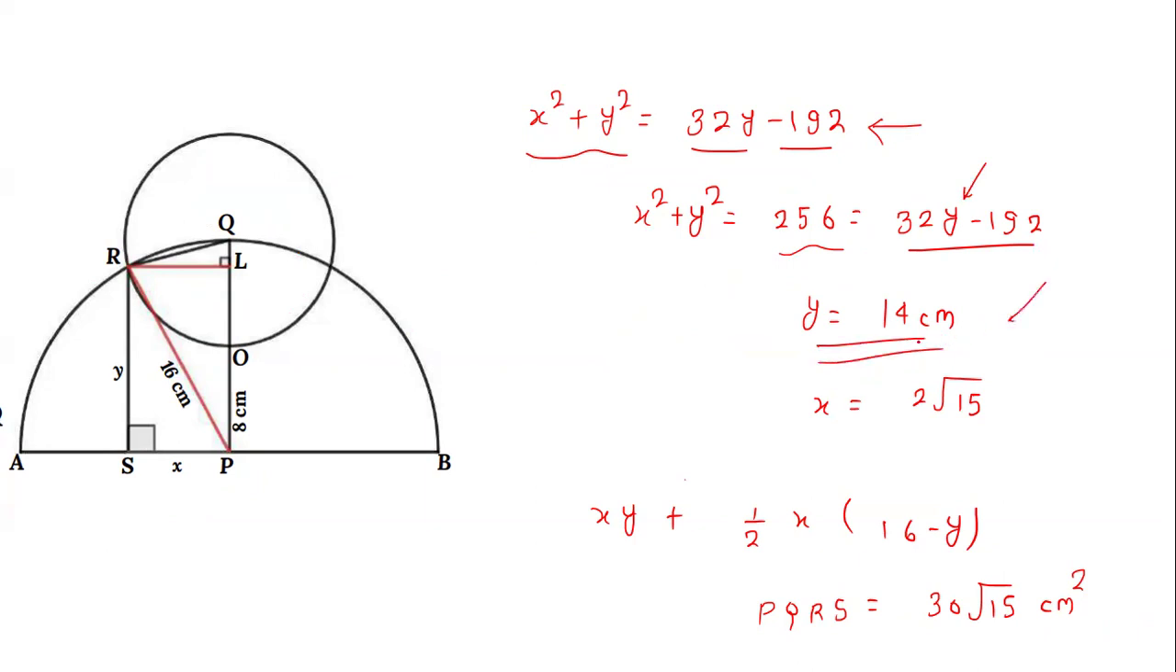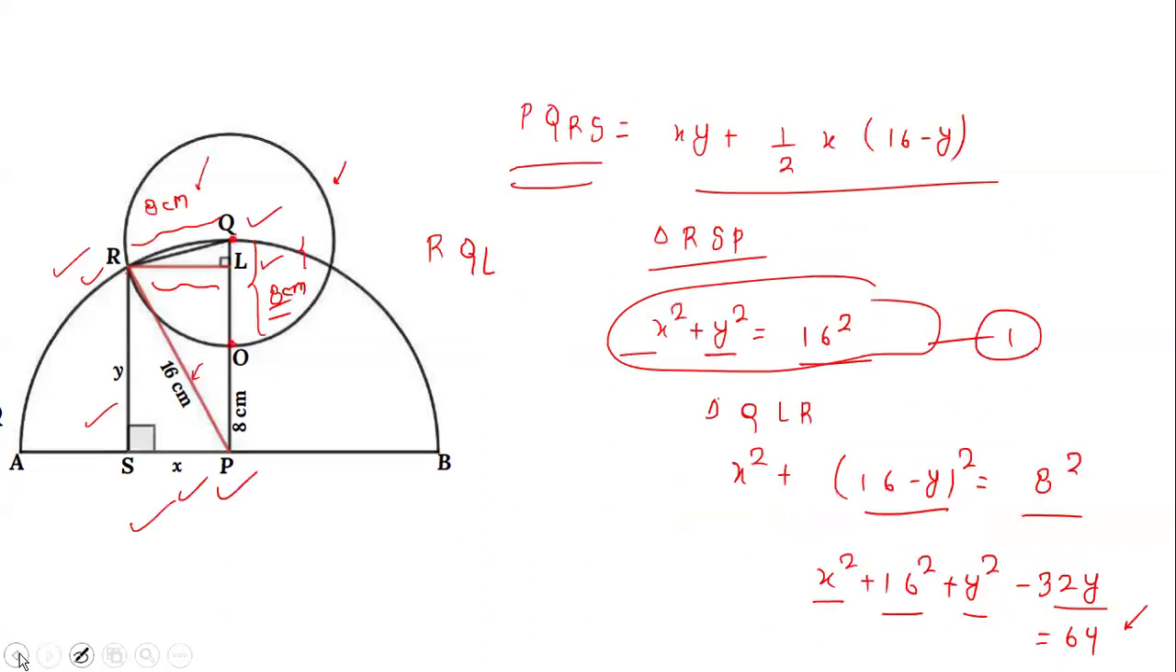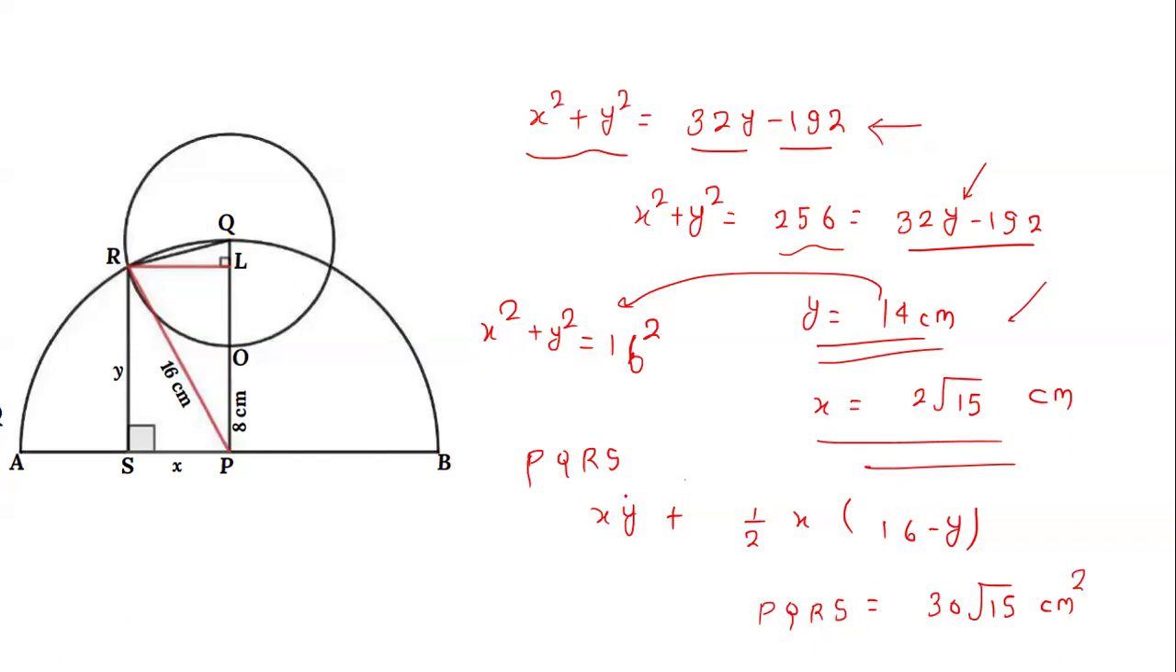It comes to 14 centimeter. And now you know the equation x square plus y square is equal to 16 square. Now you can put the value of y, so you can get the value of x, and it will come to 2 root 15 centimeter. And now you know the PQRS area in terms of x and y. So you just have to put the value of x and y. So in xy plus half of x times 16 minus y, you put the value of x and y, and you can get the area easily, and it will come to 30 root 15 centimeter square.